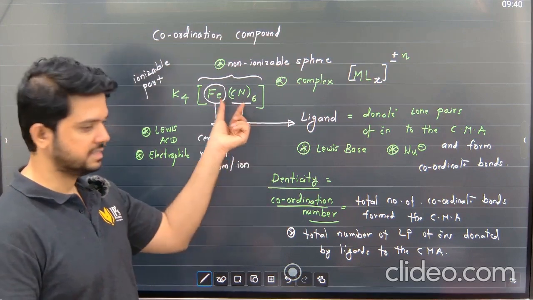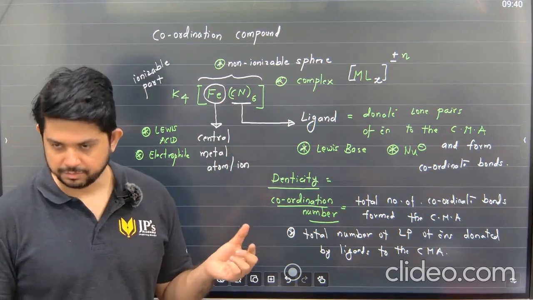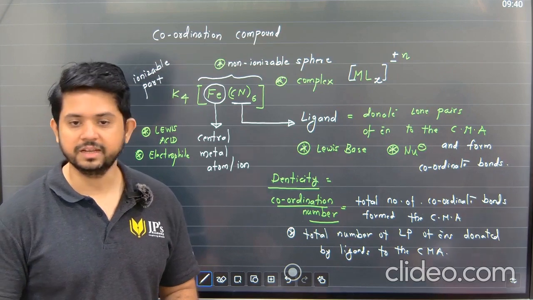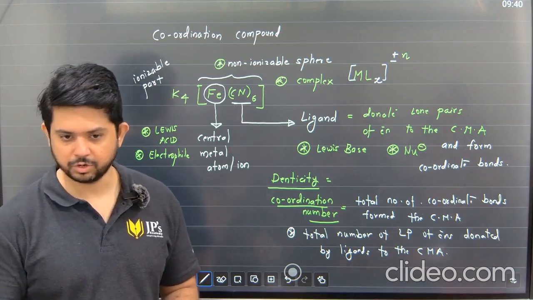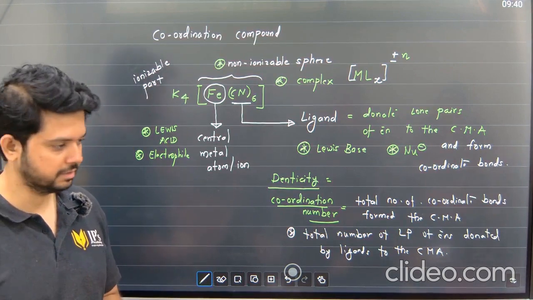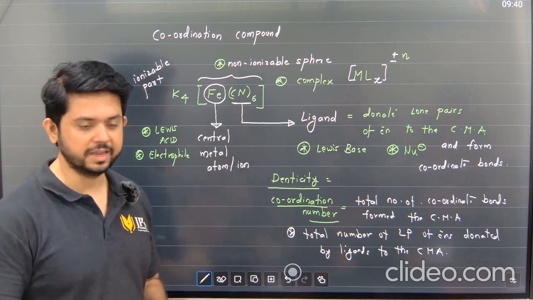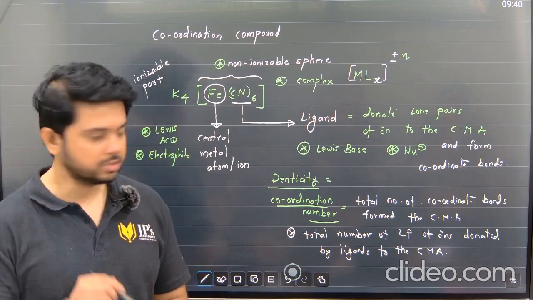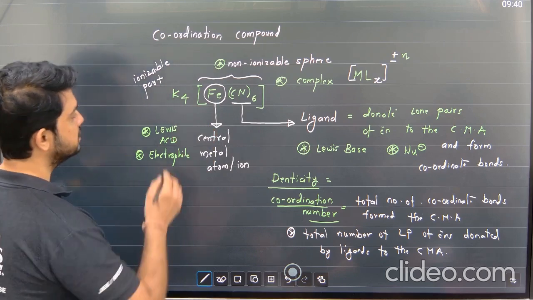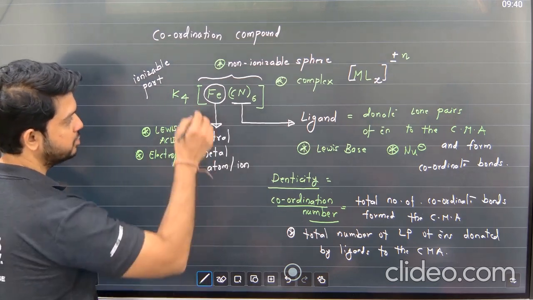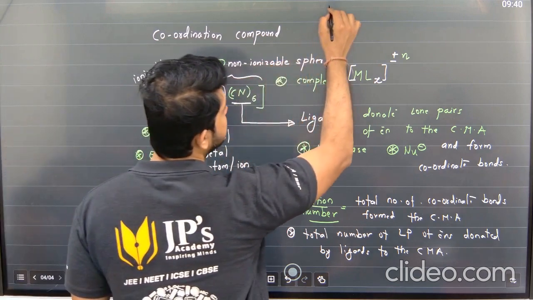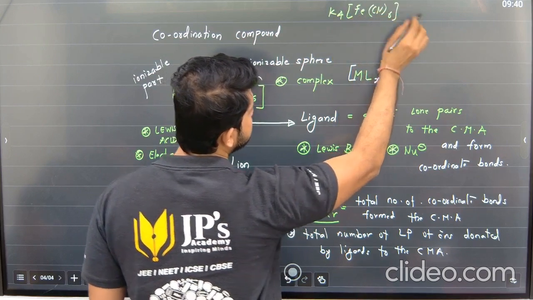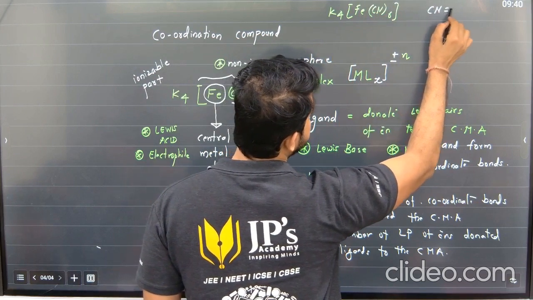For example, cyanide as a ligand is called cyano or cyanido. I'll give you the nomenclature for ligands later. It donates one lone pair. How many cyanides are here? 6. So the total number of lone pairs donated to the central metal atom is 6. So in this case, the coordination number is 6. Let me write it here: K4[Fe(CN)6]. The coordination number here, people, is 6.